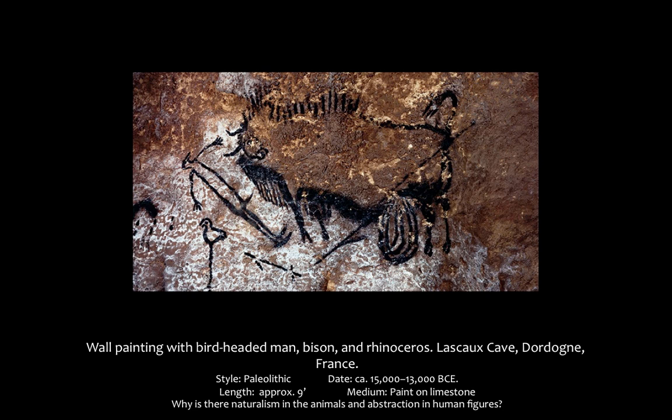This is the one I was referencing earlier, where there are some instructions, it seems, on how one might take down this bison. So this is a wall painting with a bird-headed man. So we have a man here who has a bird head, a bison, and then somewhere else on the wall space there is a rhinoceros, but we don't see that in the picture plane here. Also Paleolithic, dates from around 15,000 and 13,000 BCE, paint on limestone like the other one.